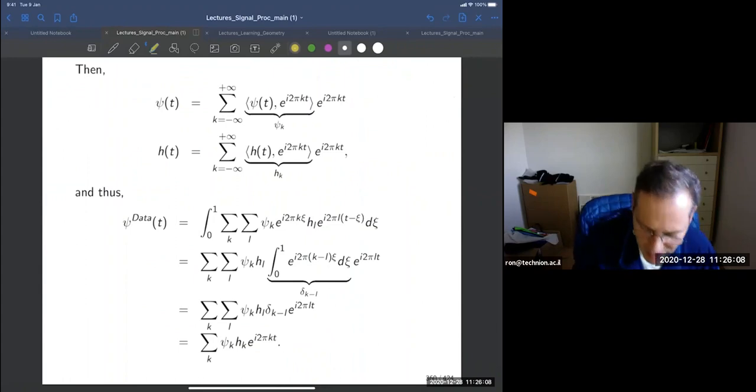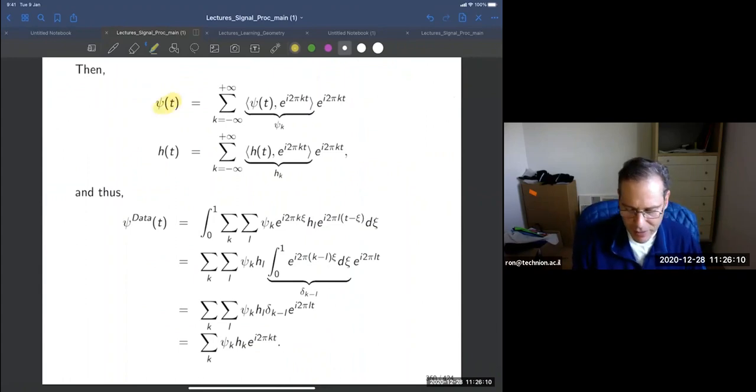Let's do the following. Let's write psi in the Fourier space. So we use the Fourier functions in order to project phi onto the Fourier function. So these would be the coefficients psi k. We do the same for the filter, for the linear filter that we apply on the function. So again, we project it onto the Fourier and we represent it in the Fourier domain. And now we write the output signal as a convolution.